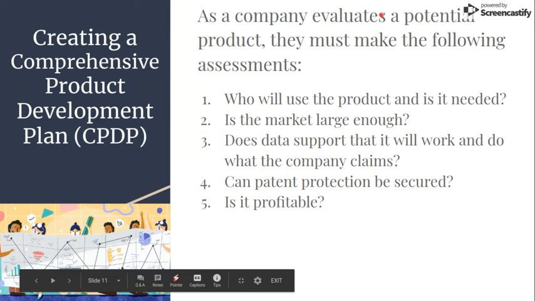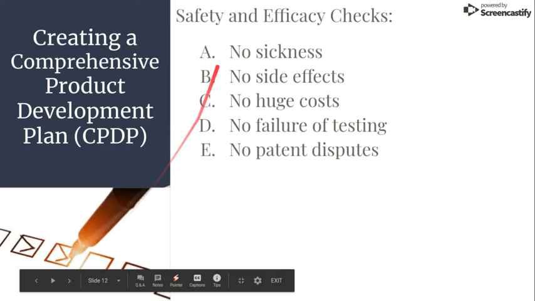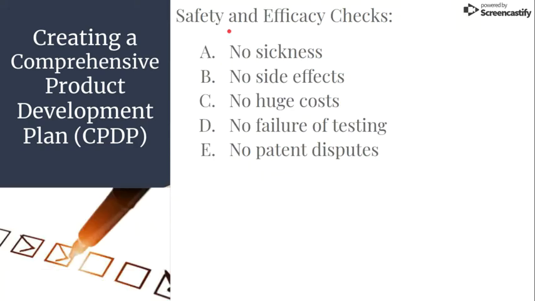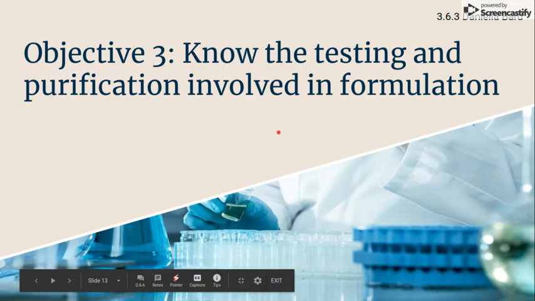As a company evaluates a potential product, they must make the following assessments. Who will use the product and is it needed? Is the market large enough? Does data support that it will work and do what the company claims? Can patent protection be secured? Is it profitable? Safety and efficiency checks. Make sure it gives no sickness, no side effects, no huge costs, no failure of testing, and no patent disputes. This is called a Comprehensive Product Development Plan, CPDP.